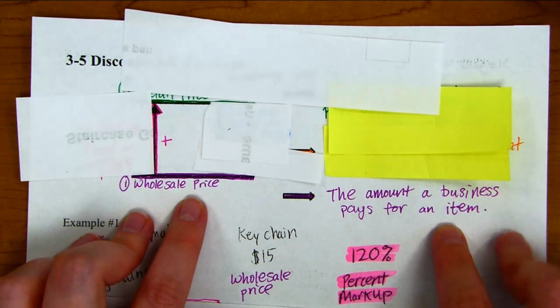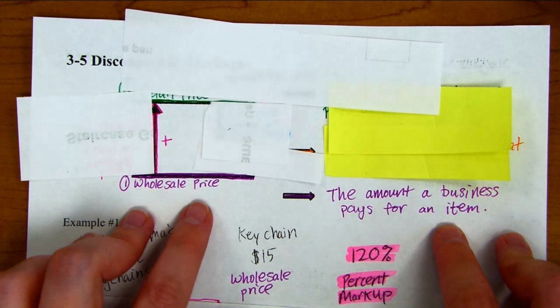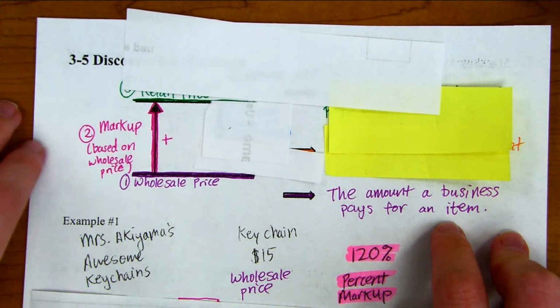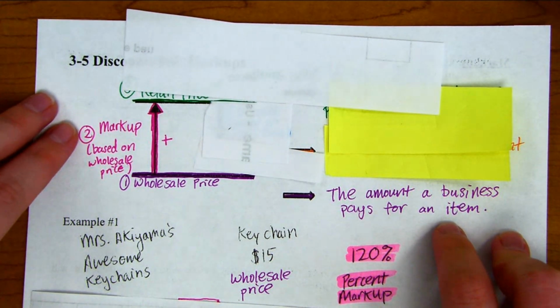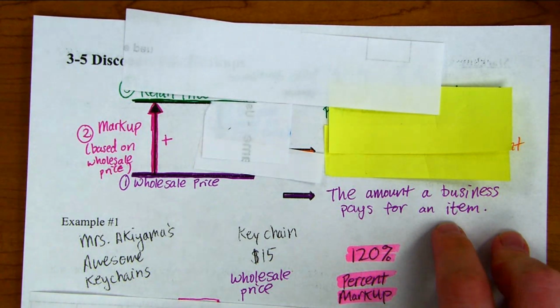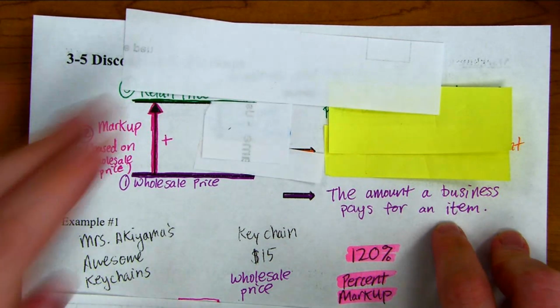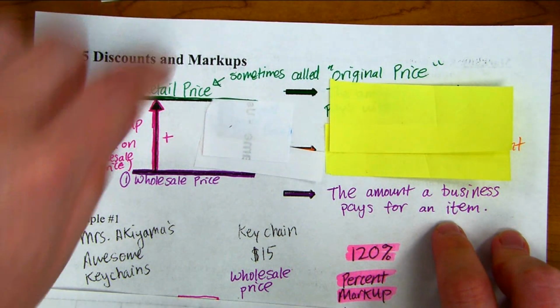From there, the company needs to make sure that they're going to earn money when they sell the item. So they will mark up the price. This is an extra amount of money that they add to what they already paid. And as a result of that, you will then get the retail price.